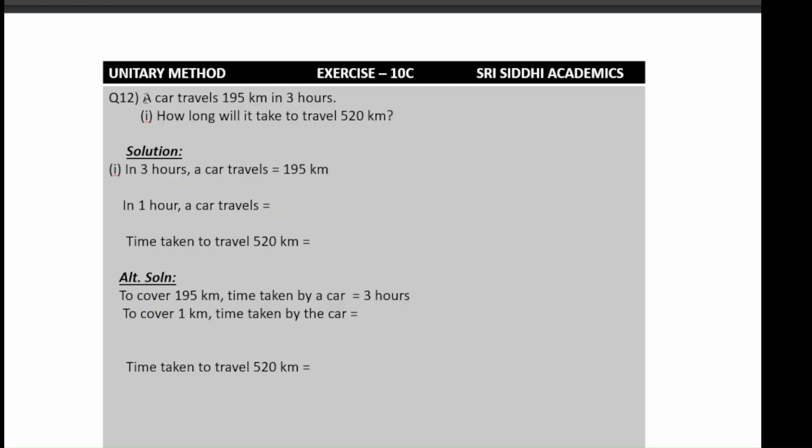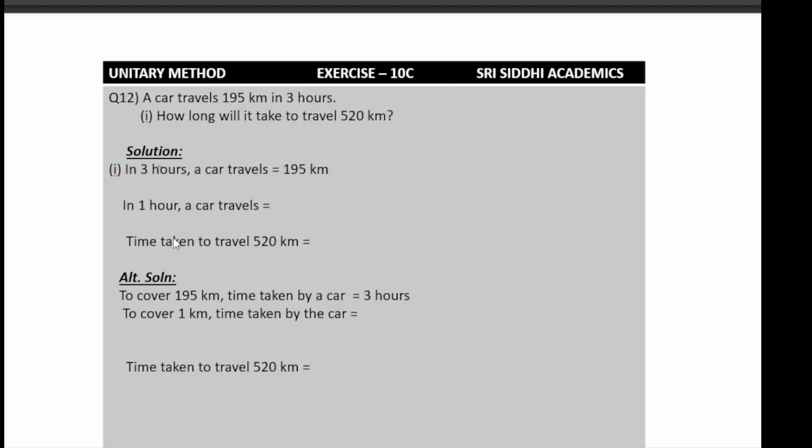Question number 12 says a car travels 195 kilometers in 3 hours. There are two parts to this question. Part 1 says, how long will it take to travel 520 kilometers?